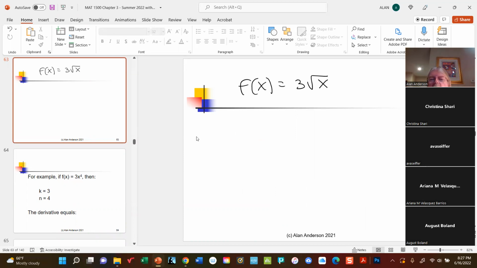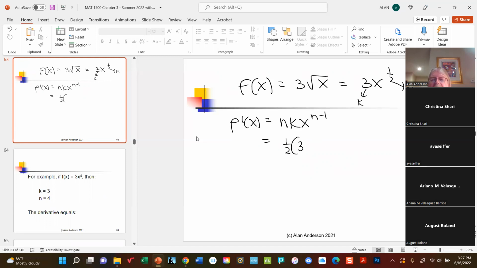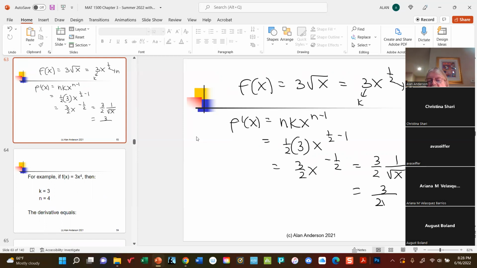What's going on with this one? Well, remember, this is the same thing as 3x to the 1/2 power. So given that the derivative is nkx to the n minus 1, we're going to have 1/2 times 3, x to the 1/2 minus 1. That gives 3/2 x to the negative 1/2 power, which is the same thing as this. Or you could just rewrite it as 3/2 radical x.